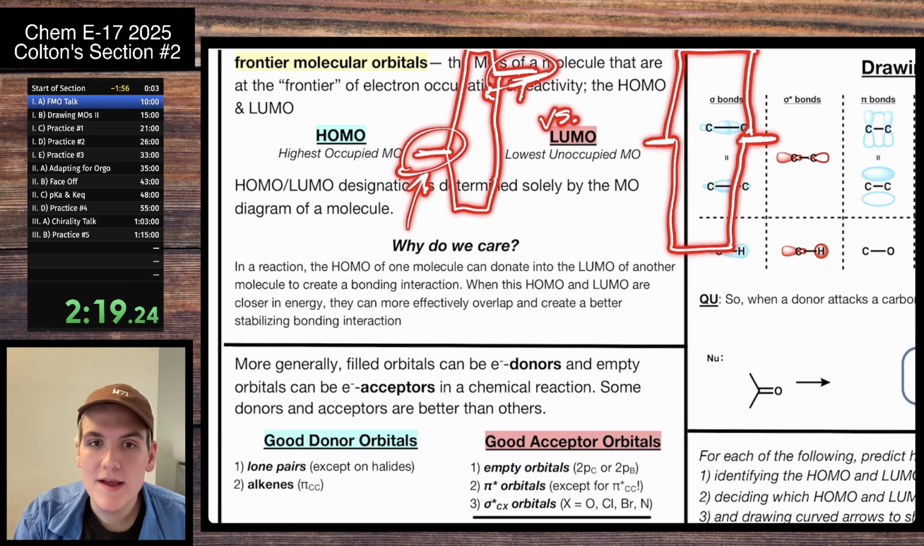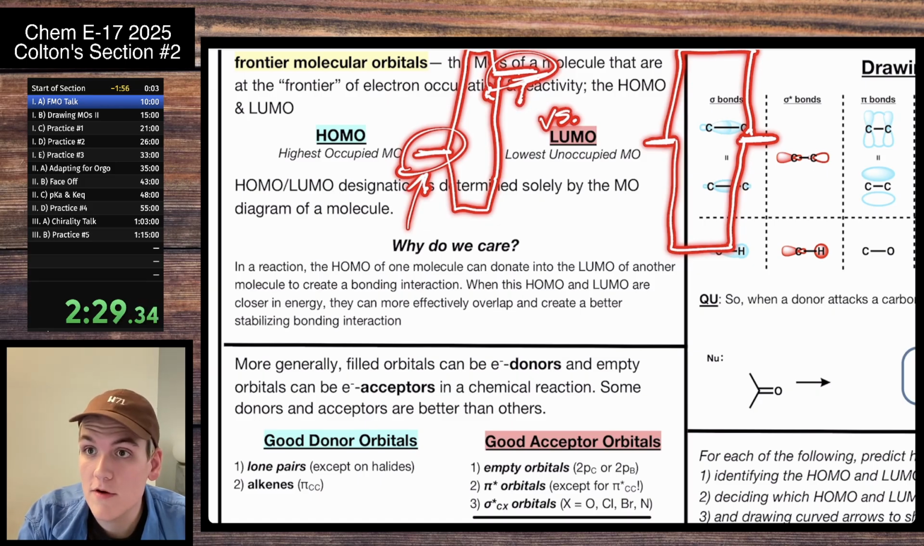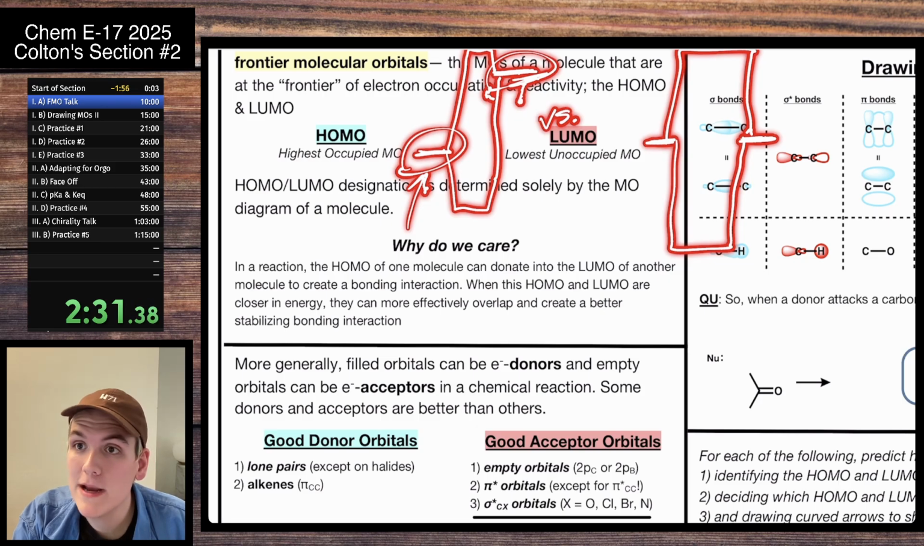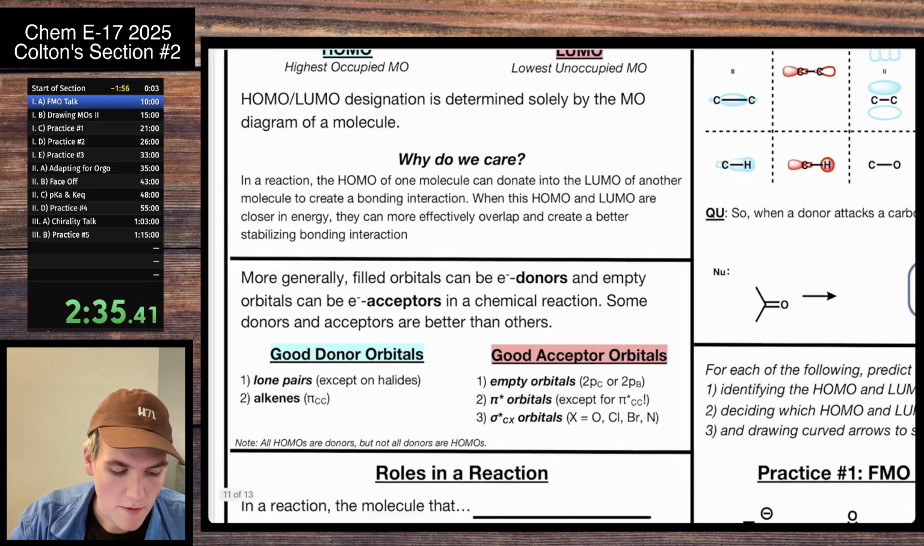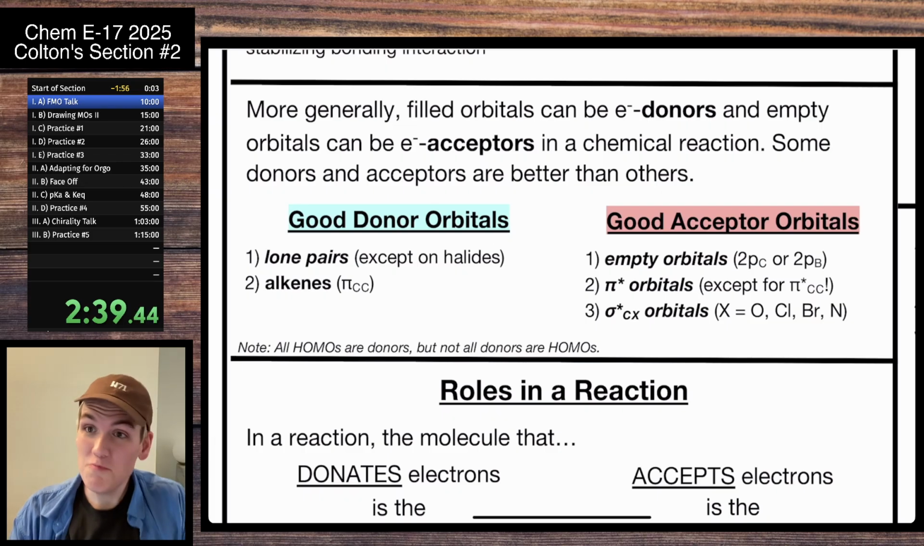And so essentially what we are going to do, instead of building full MO diagrams, we are going to develop a cheat sheet for ourselves of what are some good high energy donors that are likely going to be the HOMO for a molecule, and what are good low energy acceptors that are likely to be the LUMO for molecules. So with that list here, our good donor orbitals, first up we have lone pairs.